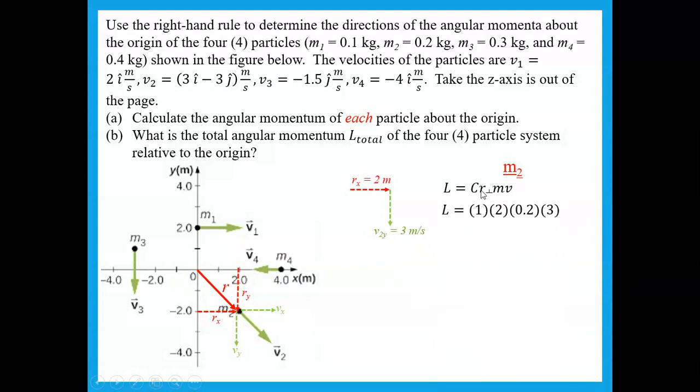C is 1 again. R in this case is given as 2 in this diagram. It starts from the origin, it ends there, and if you just follow the grid here, it's 2 to the right. And then the mass is given in the statement. It says M2 is 0.2 kilogram. And then your velocity here is going to be a 3. Again, I'm just going to use 3 instead of -3 because I know it's going to rotate clockwise.